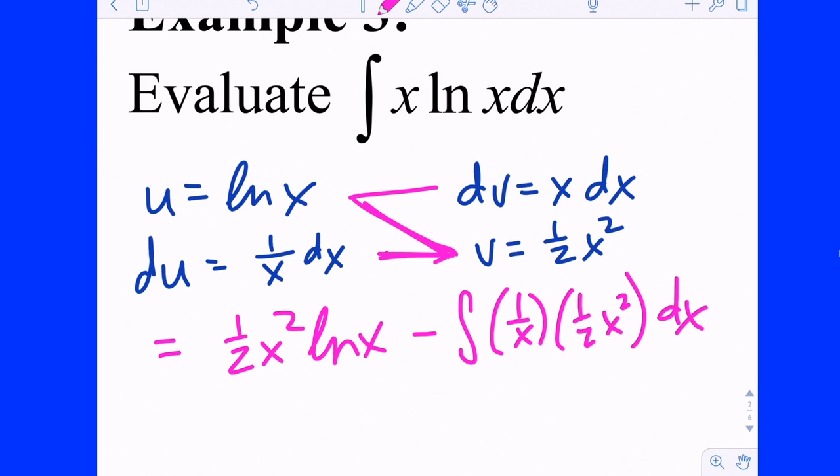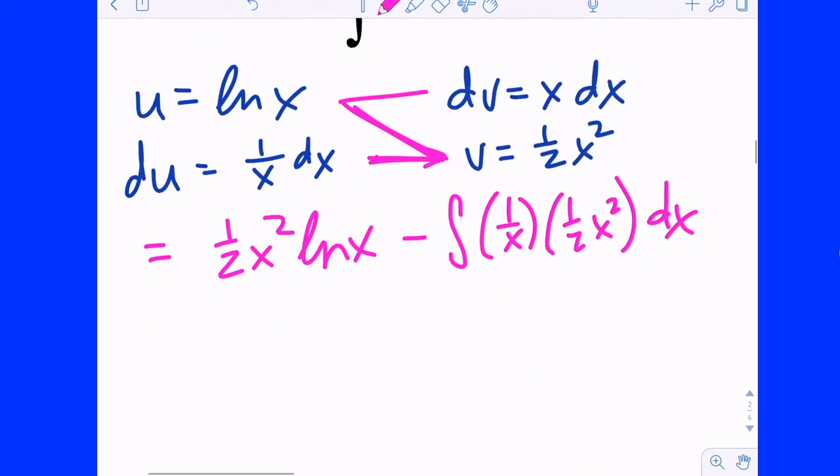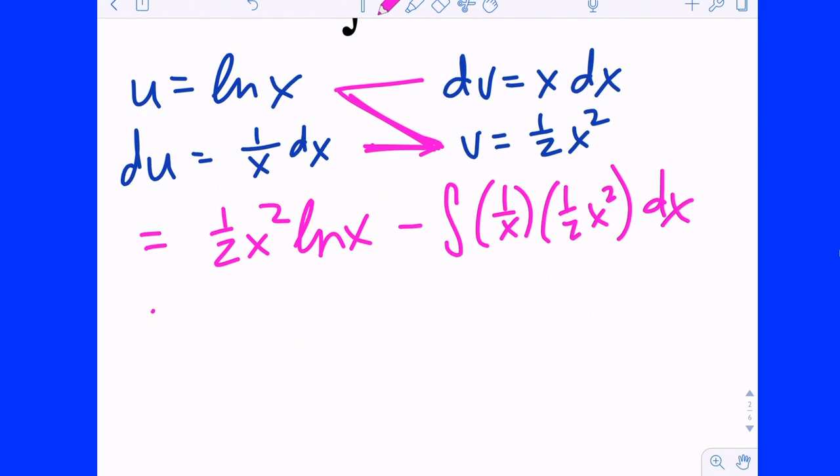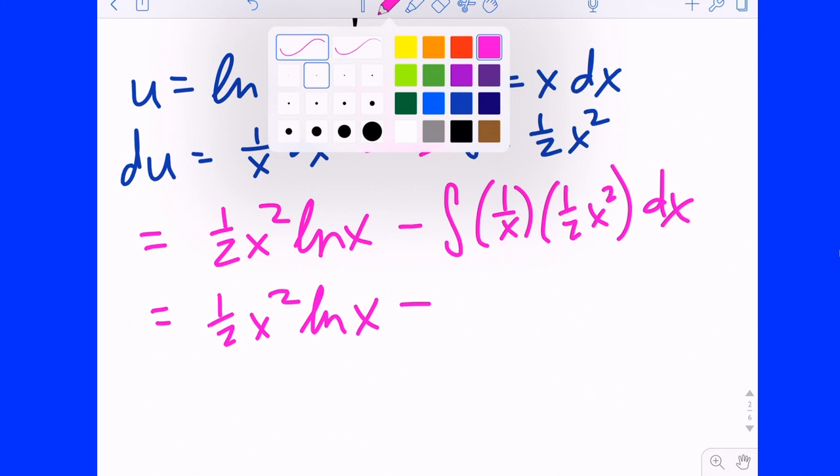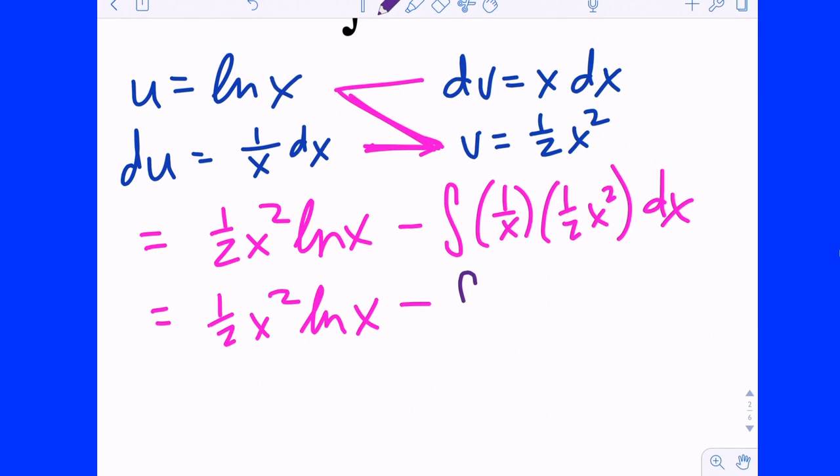So part of it is done, 1/2 x squared natural log of x, but we're still left contending with that integral. And remember, I was forced to choose x to be dv instead of u. As we just saw in the previous example, it tied me up. I couldn't do anything with it. But what happens here? I have an x squared times a 1 over x, which gives me plain old x, right? And I could pull the 1/2 out front, and that leaves me plain old x.